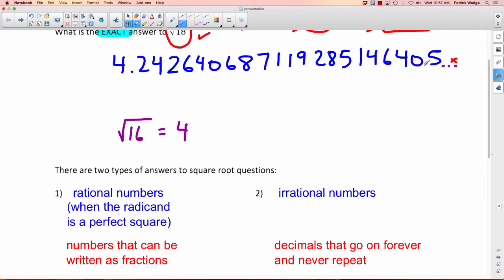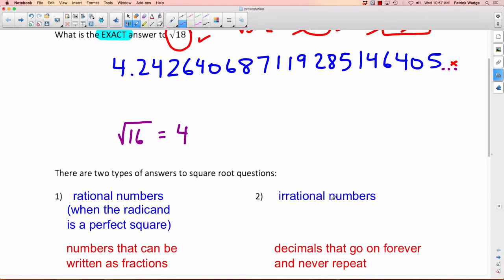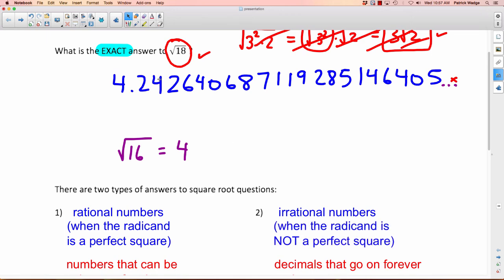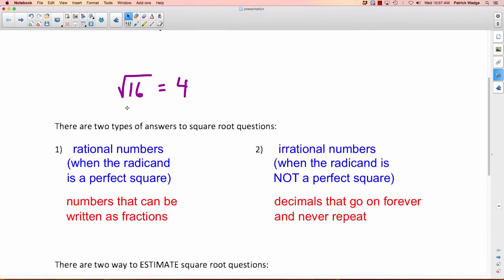It's just a random sequence of numbers with no pattern to it. When are you going to get those irrational number answers? Well, when the radicand, 18 here, is not a perfect square. If it's not a perfect square, you get these crazy decimals that go on forever. If it is a perfect square, you just get a rational answer.